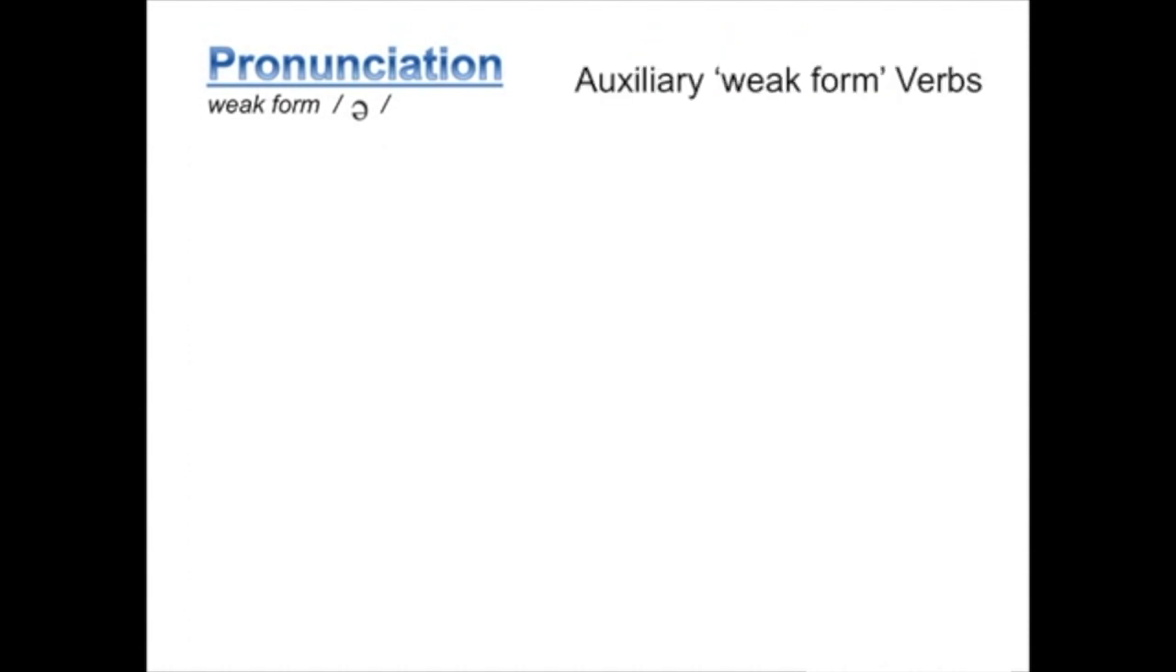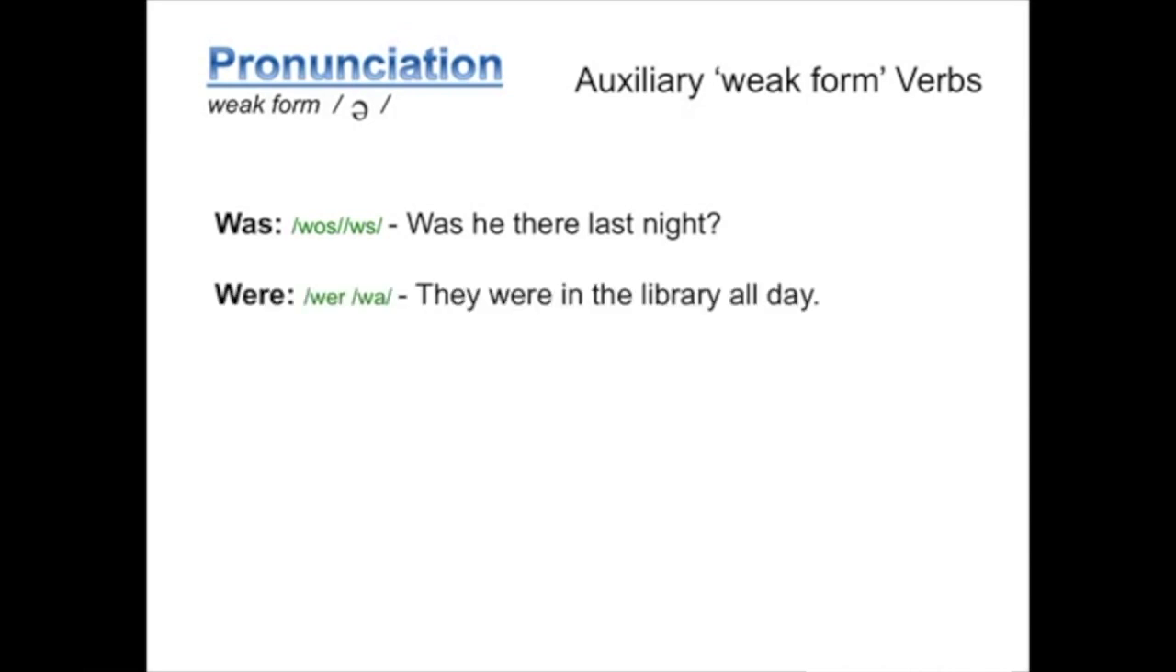Also, auxiliary forms are often used as weak forms because they're usually unstressed. So instead of was, it becomes was. Was he there last night? Were becomes were. They were in the library all day.